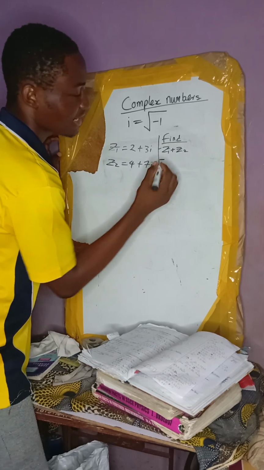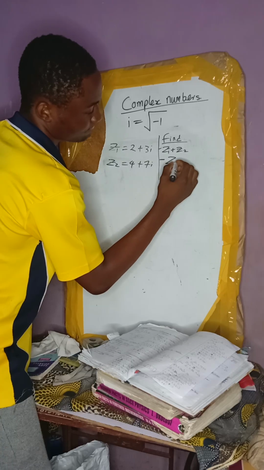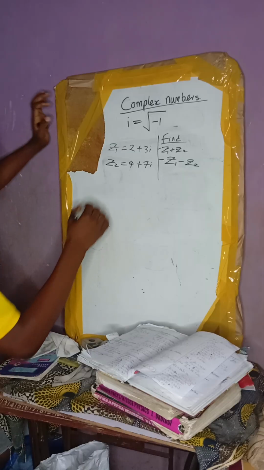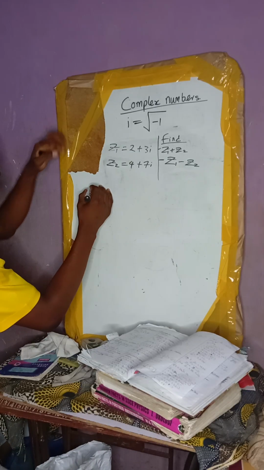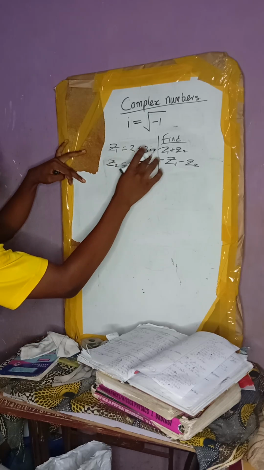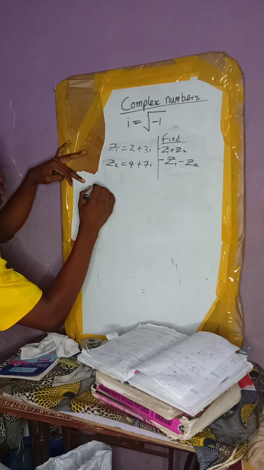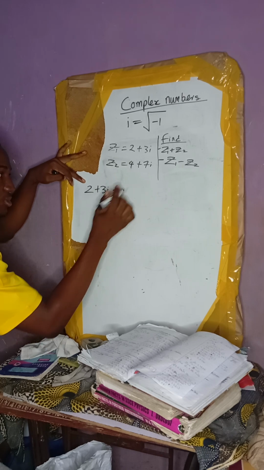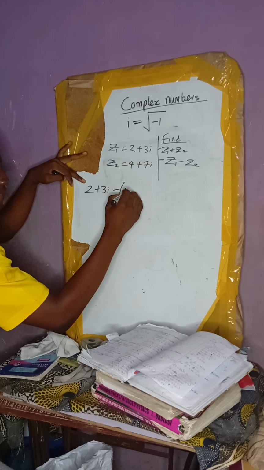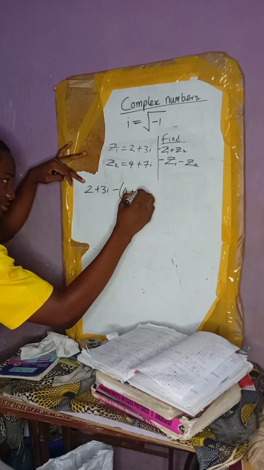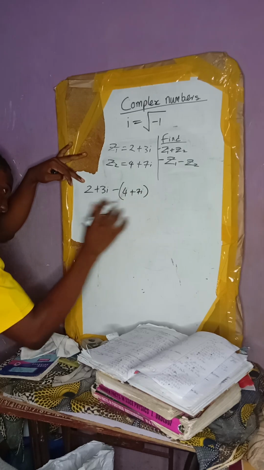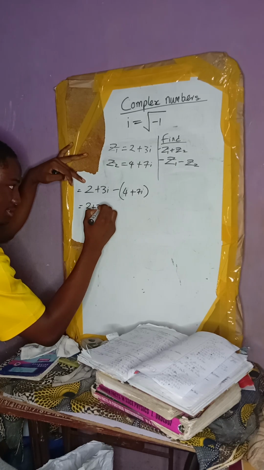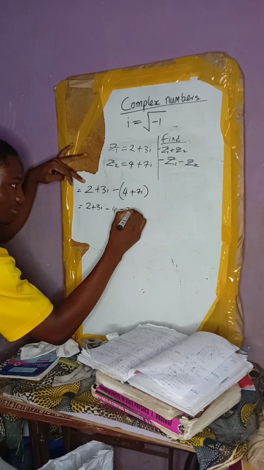Now they're telling us to find z1 minus z2. So what is z1 minus z2? Just normal algebra. z1 minus z2 will be this minus this. So that would be 2 plus 3i minus 4 plus 7i. We'll put it inside brackets, always important.